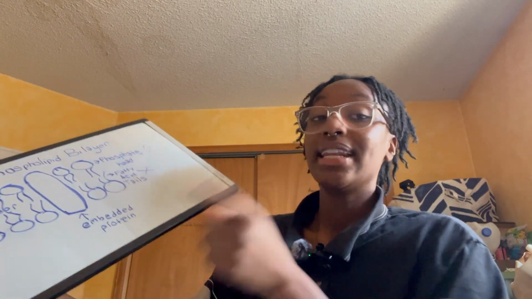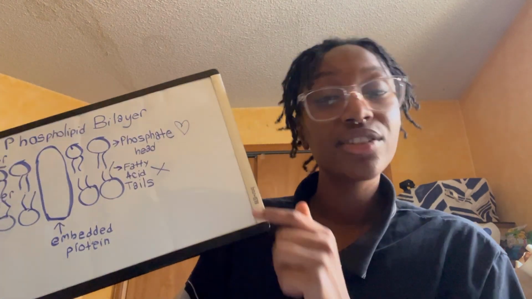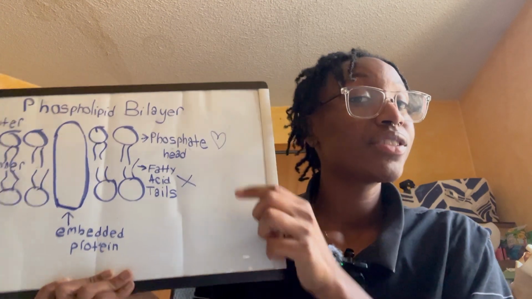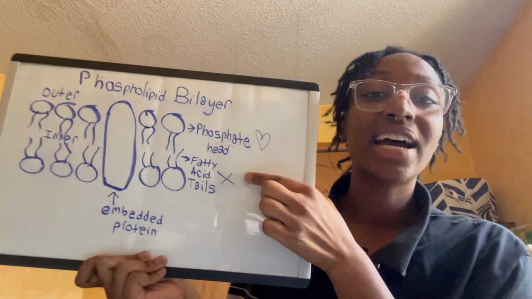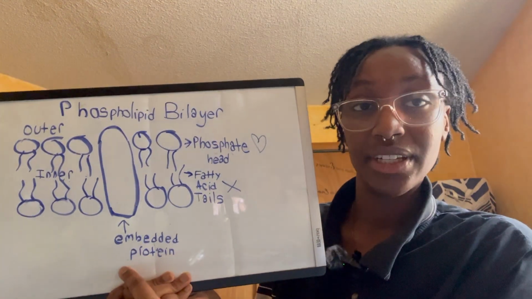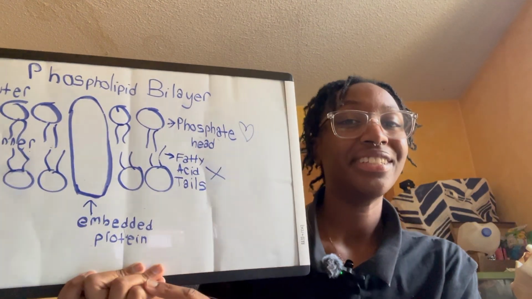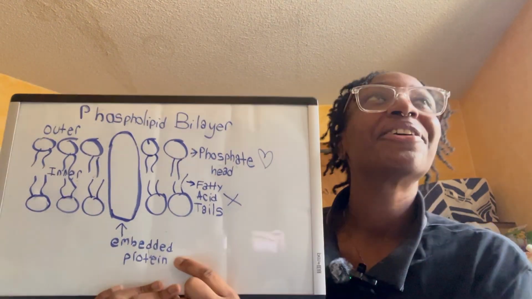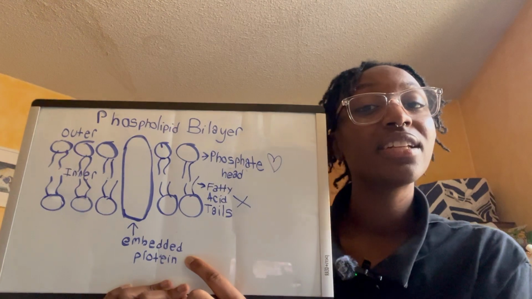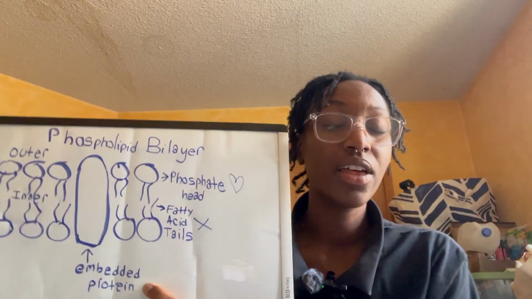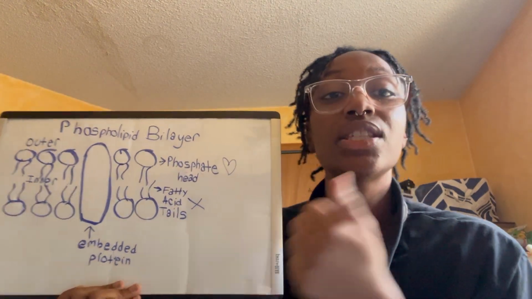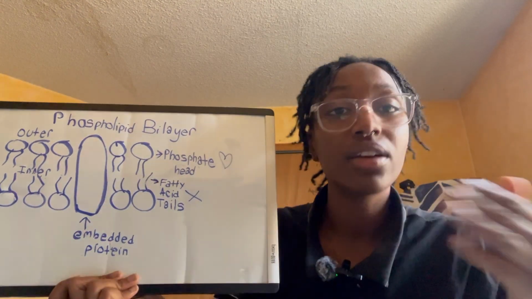Now, let's get into the three main components of a phospholipid. Remember, these are not all the components, just the main three. We're going to start with our phosphate heads, our fatty acid tails, and embedded proteins. And we're going to start with embedded proteins. There are so many different types. Embedded proteins tell you the function of the cell. So you can have transport proteins, you can have recognition proteins, all other sorts.